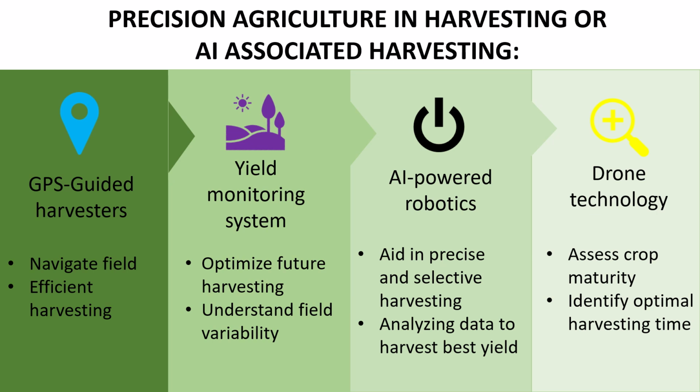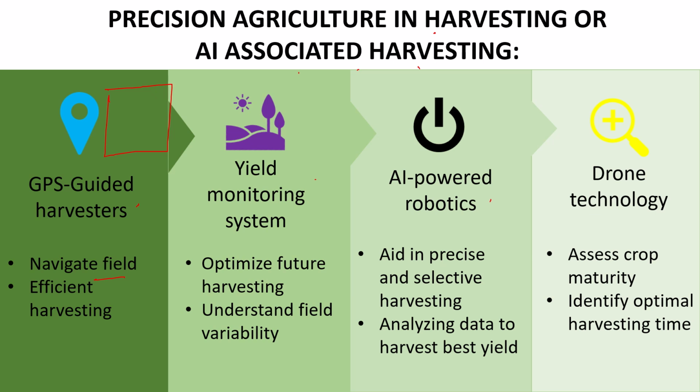So I can say precision agriculture in harvesting, or AI-associated harvesting. It involves GPS-guided harvesters, yield monitoring systems, AI-powered robotics, and drone technology. Coming to GPS-guided harvesters, how are they helping? They navigate the field in which the crops are grown. Just imagine this is the field. They will completely scan the field and help in efficient harvesting.